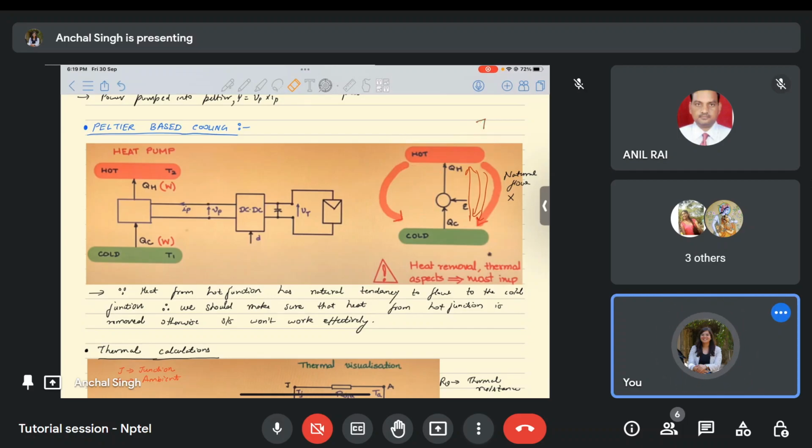The hot junction, or I have to make sure that the energy present in this hot junction is dissipated to the external atmosphere so that it does not come back to the cold junction. If I cannot ensure that, my system won't work effectively.